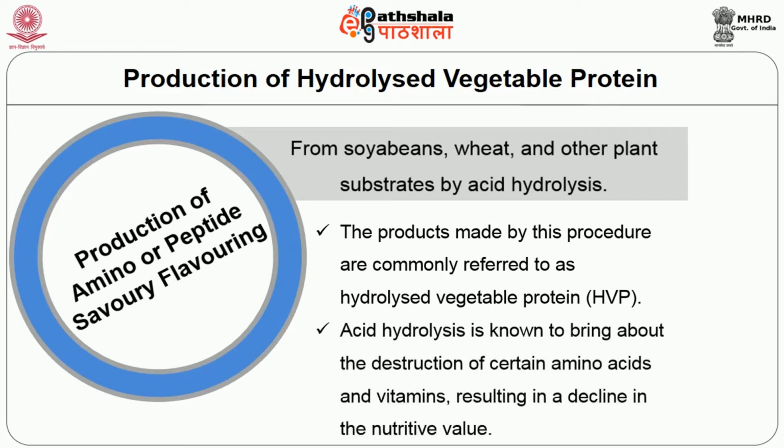However, acid hydrolysis is known to bring about the destruction of certain amino acids and vitamins, resulting in a decline in the nutritive value. Additionally, HVPs made using HCl have been found to contain monochloro and dichloropropanols that are generally known as carcinogens, that is, causing cancer.